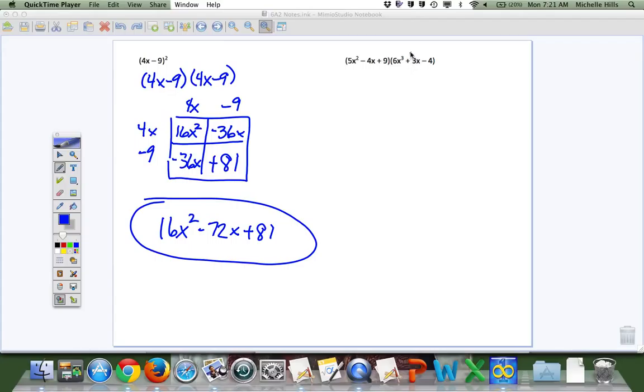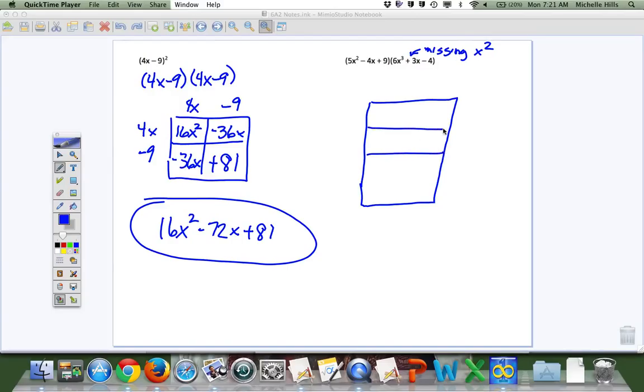Now in this case, there is a missing x squared term. I like to keep my like terms lined up on a diagonal here in my box to make it easier to find. So I'm actually going to leave a row for the x squared term just to leave that space. I'm going to need 3 columns because I'm going to need a 5x squared, a minus 4x, and a plus 9.